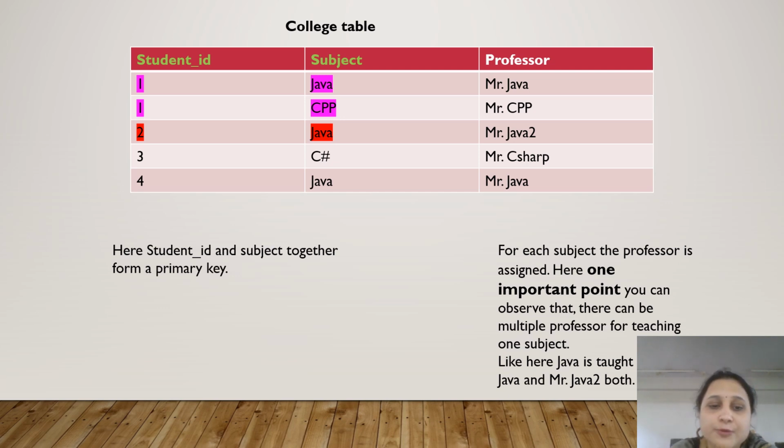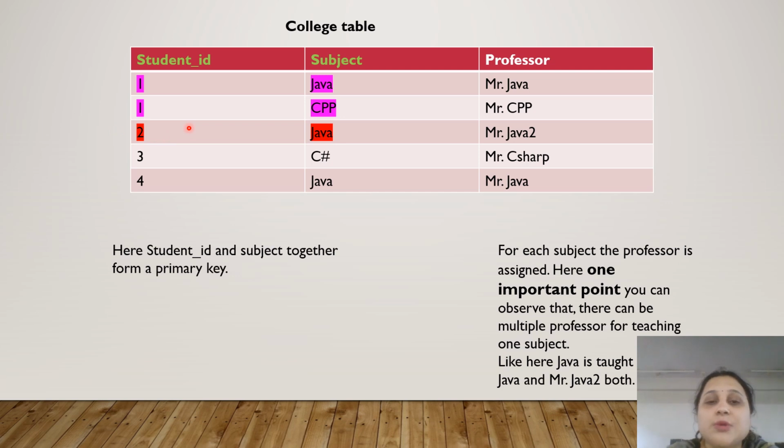Here you can observe Mr. Java who is teaching student ID 1 the subject Java. Here we have Mr. Java 2 who is teaching Java again in some other class or for some other students. So Mr. Java is teaching Java, and at the same time Mr. Java 2 is also teaching Java. Means this subject Java is taught by more than one professor. And student ID and subject together form a primary key.